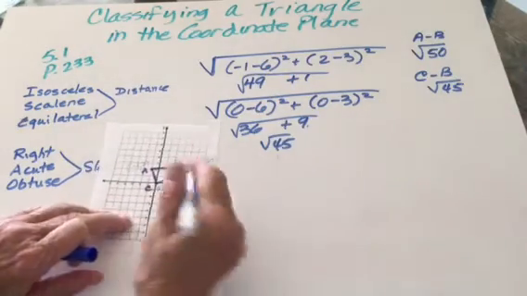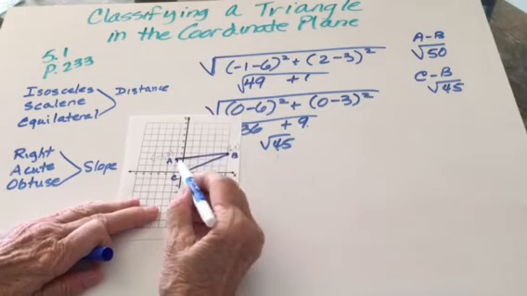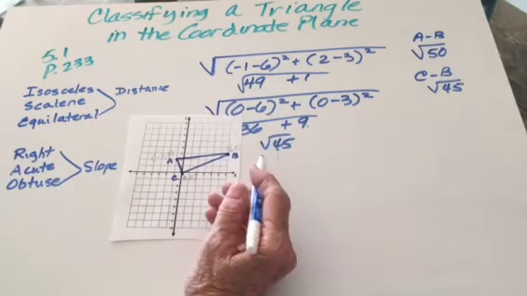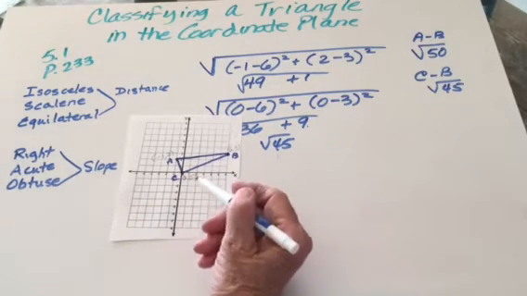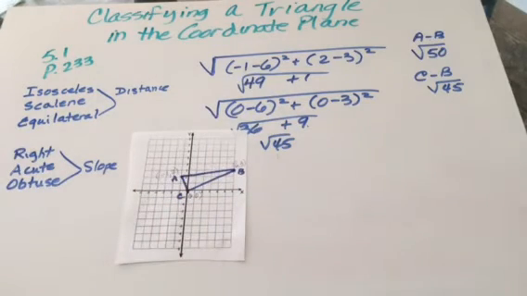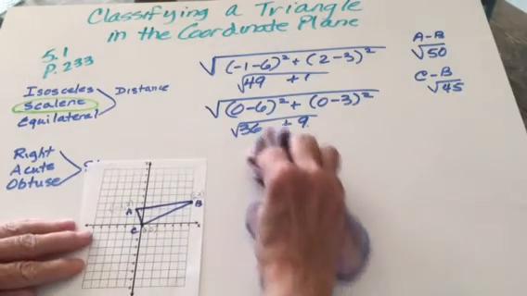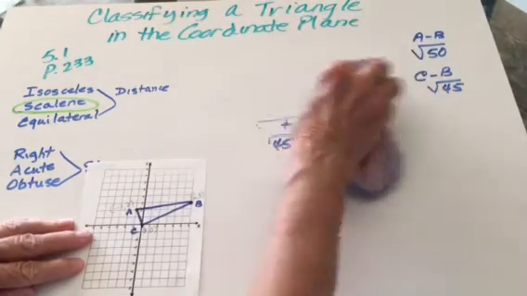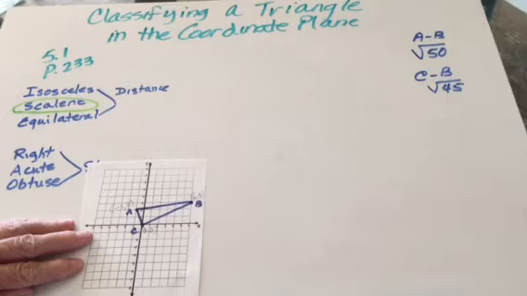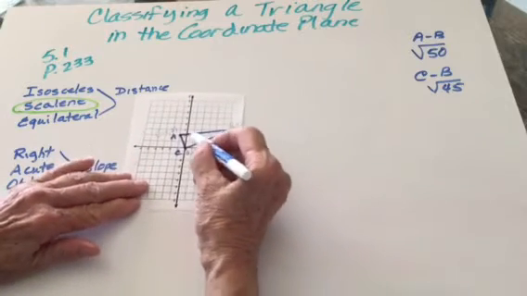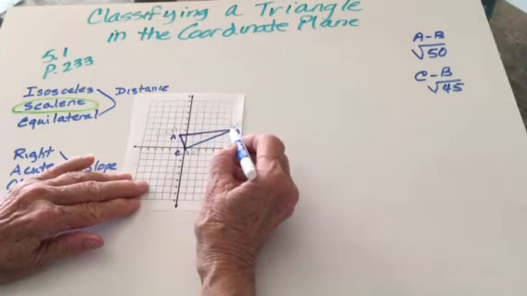Now, the truth is, you really don't have to do this third line because we're trying to figure out if these two guys are the same length, and you can tell by looking that they weren't. So right now, we know this is a scalene triangle. All three sides are different. So that we know. Now we have to figure out if it's a right triangle or, you know, acute or obtuse.